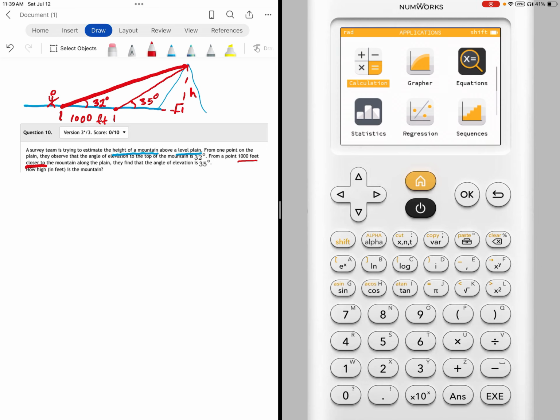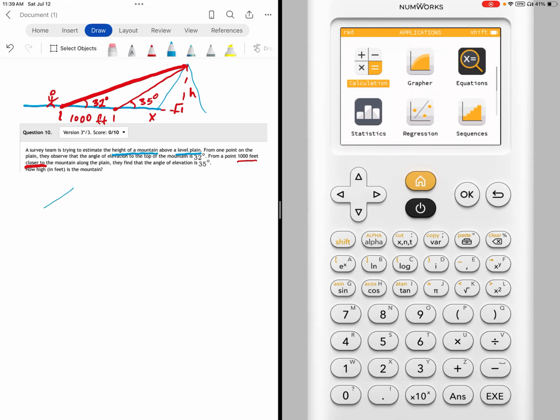The thing is, we don't know the distance from the second point to the center of the mountain, which is really what we would need to know. So we'll just call that x. We're going to see that we're going to be able to figure all this out. So this gives us two different triangles.